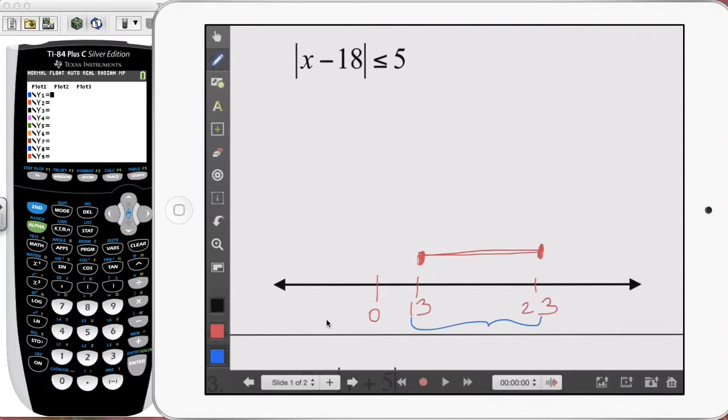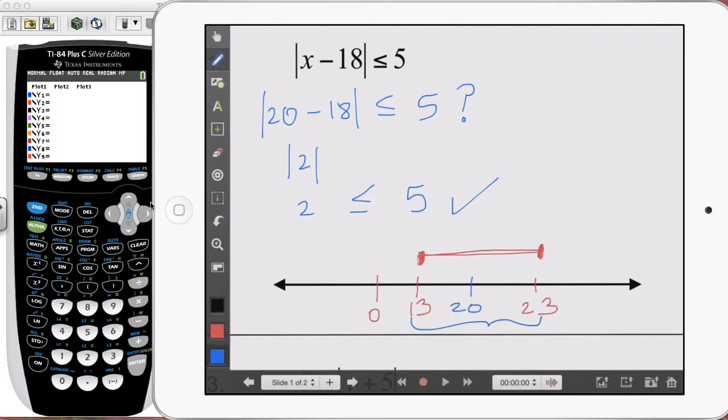Let's double check that. Let's take, for example, 20. Plug in 20. Always check. Remember, step number 3 is always to check. Is this true? 20 minus 18 is 2. The absolute value of 2 is 2, and that is less than or equal to 5. So yes, it is true, and my solution is true.